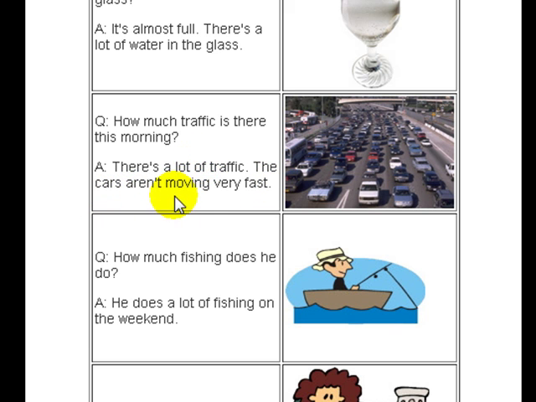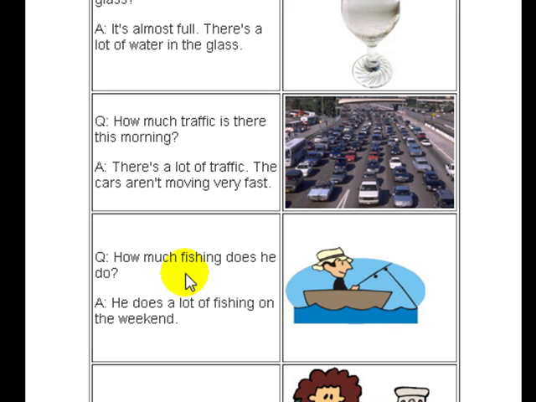The cars aren't moving very fast. Well, you can see they're sitting there. Common problem in the morning, right? Everybody's trying to get to work at the same time, and they're going nowhere fast. Okay, let's go down to the next one.